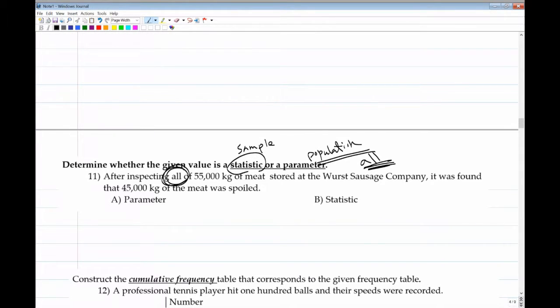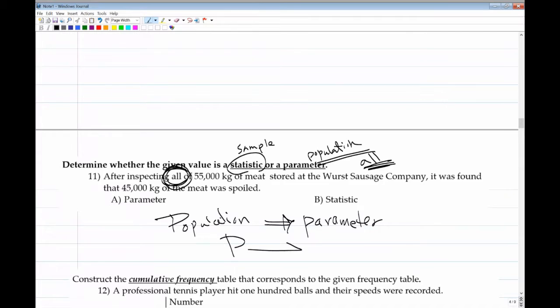All of 55,000 kilograms of meat, it found out that 45%, 45,000 of the meat was spoiled. But what is our sample about? It's about all. Therefore, this is a population, and the population we mentioned deals with a parameter. So B goes with the B. Be careful with that. Parameter, population.